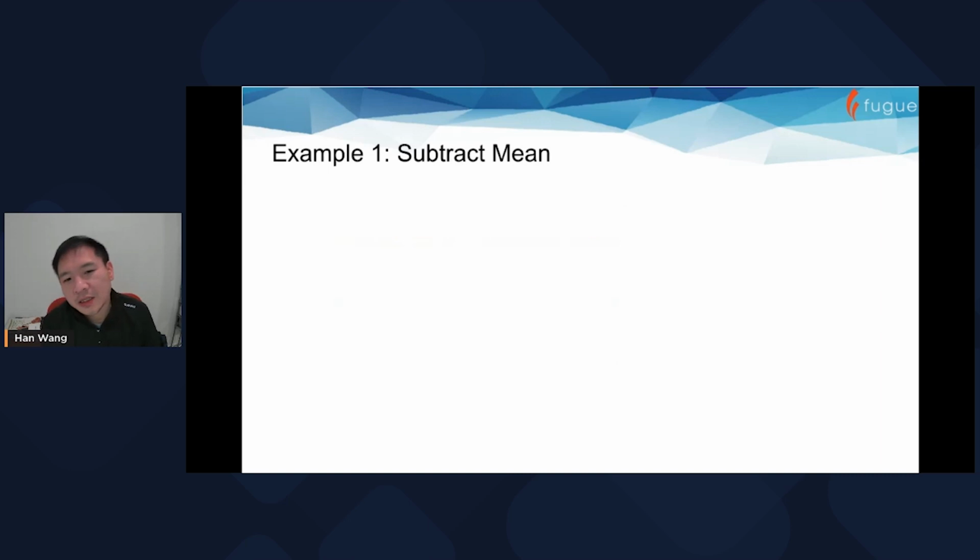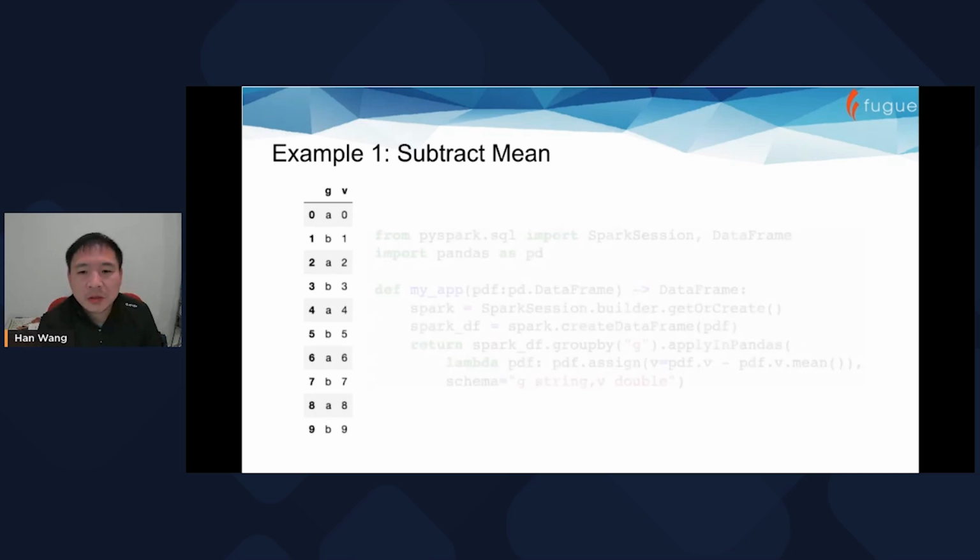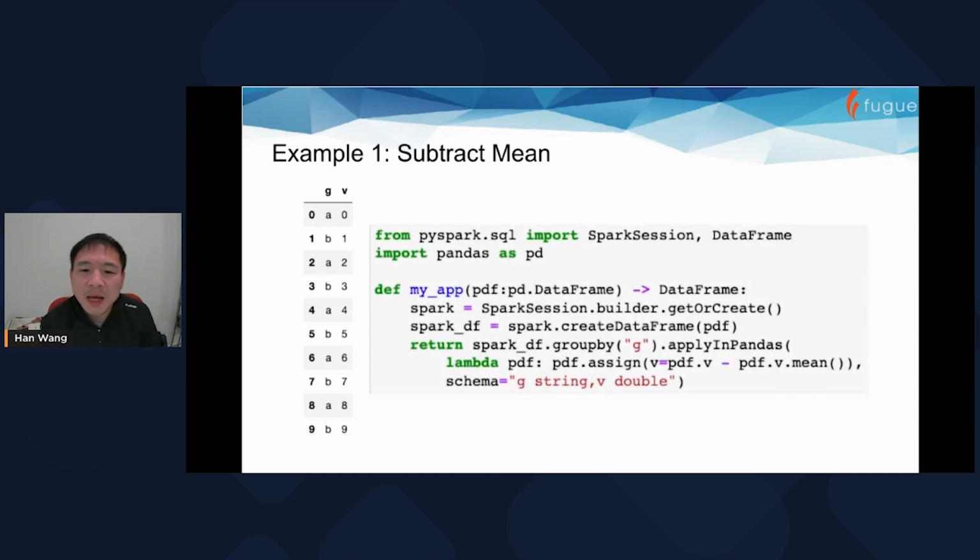Let's take a look at the first example, subtract mean. Assume that you have a data frame. We want to group this data frame by the G column. And for each group, we want to subtract the mean of V from each value of V. So here is a native PySpark implementation. Actually, this function is poorly designed.